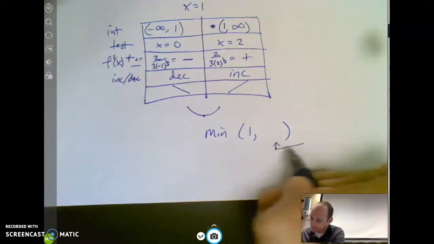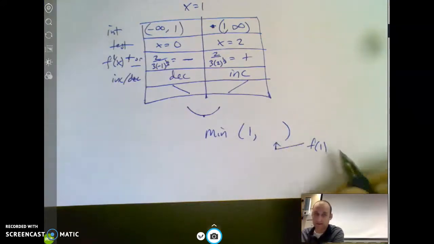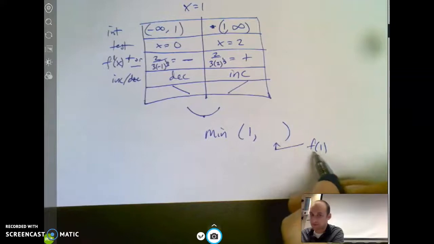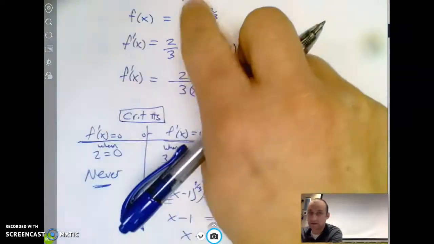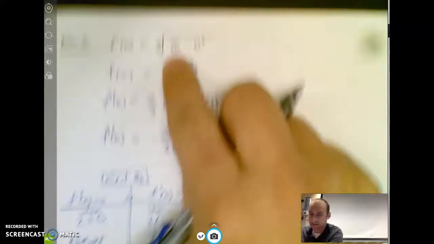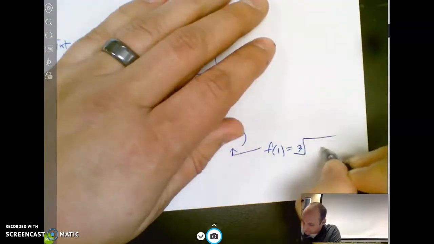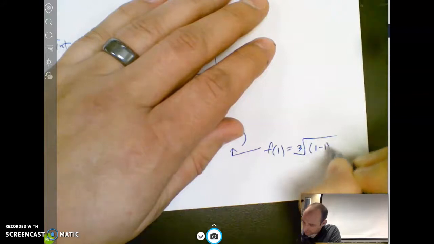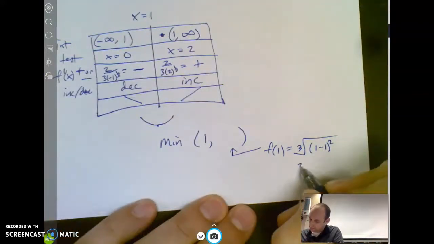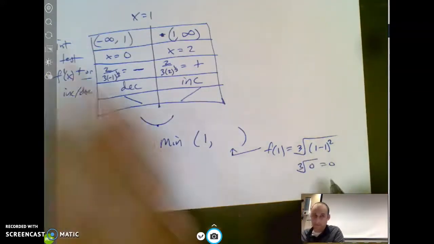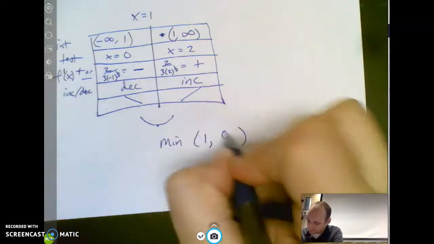So this is a min at 1 comma something. Remember, you always get that something by plugging the x value into your, not prime, but into the original equation. So I'm going to plug it into that guy. So we're going to say that's the cube root of 1 minus 1 squared. Okay, so cube root of 0 is 0. So we have 1, 0 as your point.